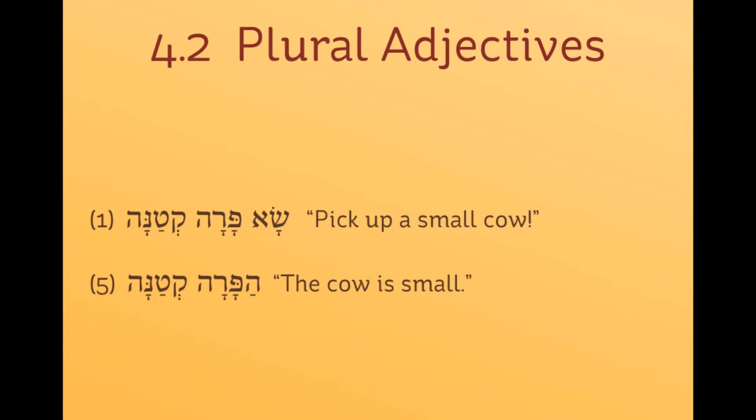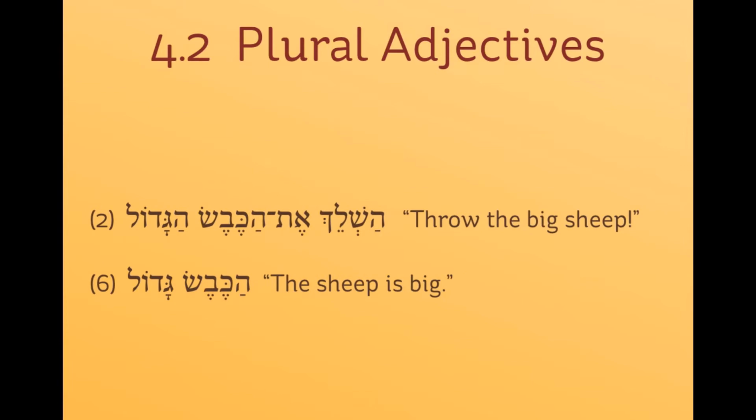So, if you wanted to command a guy to pick up a small cow, you would say, sa para ketana. The noun is feminine singular, so the adjective is feminine singular, always ending in kametz he. If you wanted to say the cow is small, ha para ketana. If you wanted to command a guy to throw the big sheep, you would say ha shlech et ha keves ha gadol. Masculine singular noun, masculine singular adjective. Or if you want to say the sheep is big, ha keves gadol.